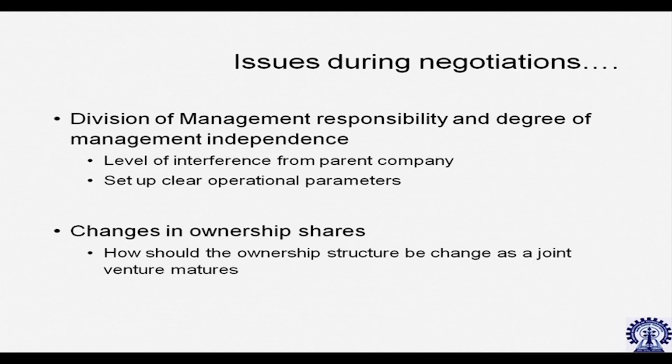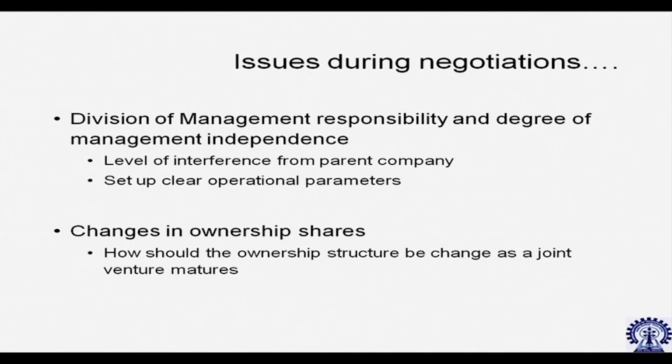Now, the next important issue which you need to sort out as a part of the joint venture is the division of management responsibility and degree of management independence. Now, it is well established that a joint venture entity will run better if there is the least interference from its parent organizations. Because one thing you will appreciate is that in the case of a cross-border joint venture, the parent entity might be staying thousands of miles away, and doing remote control from there is itself a huge problem, and many times the joint venture fails because of that.